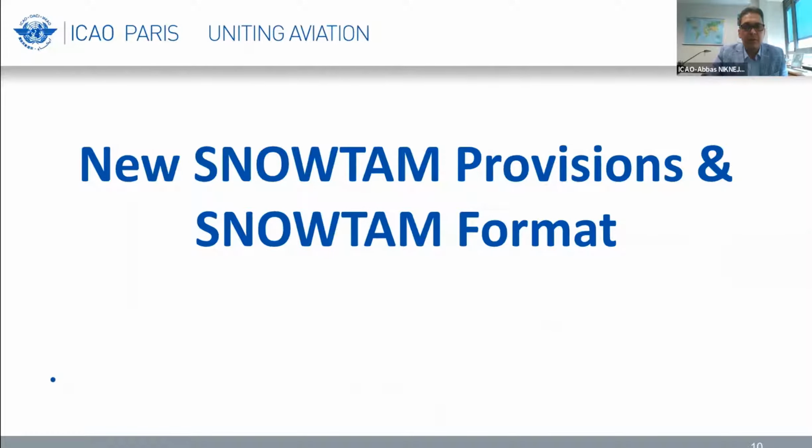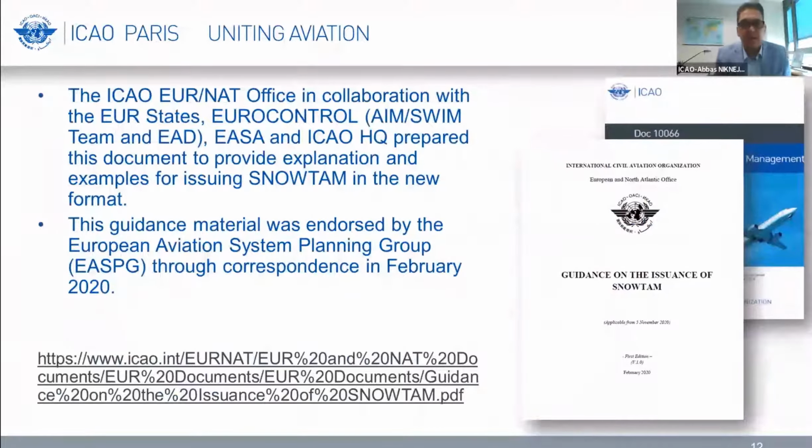And from this point, we get into the Snowtam provisions and format, which is the main purpose of this presentation. Before getting into that, I would like to indicate that this information will be provided based on Doc 10066 PANS-AIM and also a guidance supplementary to Doc 10066, the guidance on the issuance of a Snowtam, which was developed by the ICAO EUR/NAT office in collaboration with the EUR states, Eurocontrol, EASA, and ICAO HQ. And you can find it on the ICAO EUR/NAT public website.